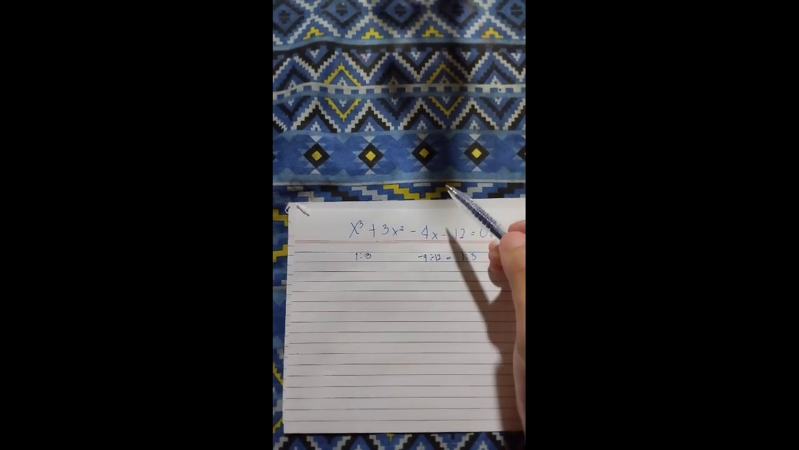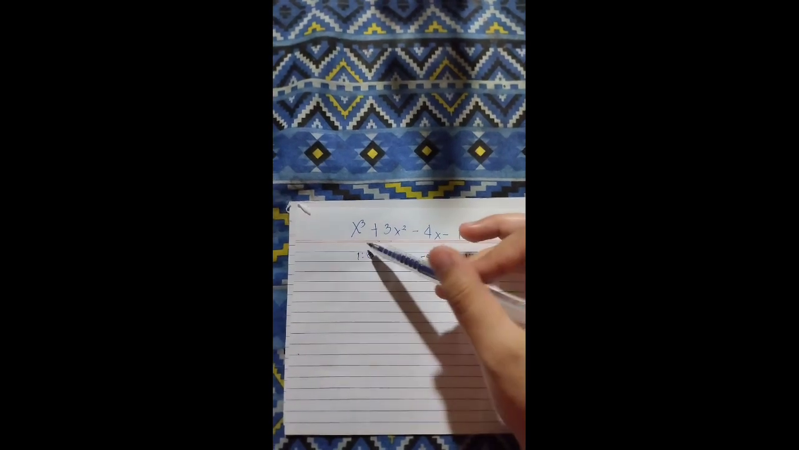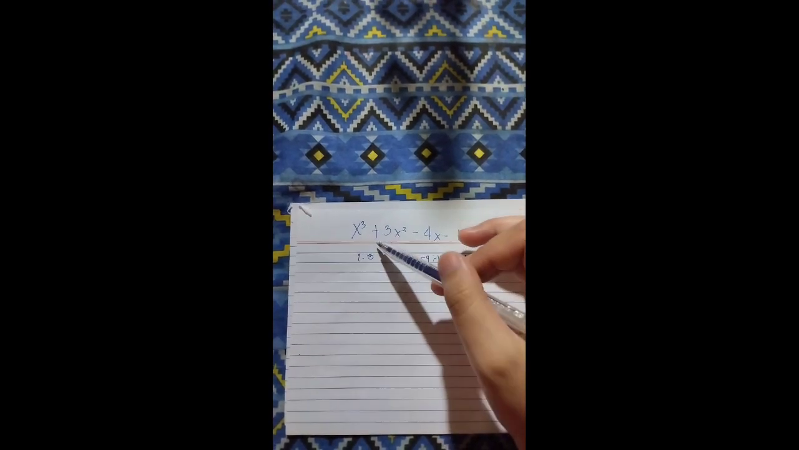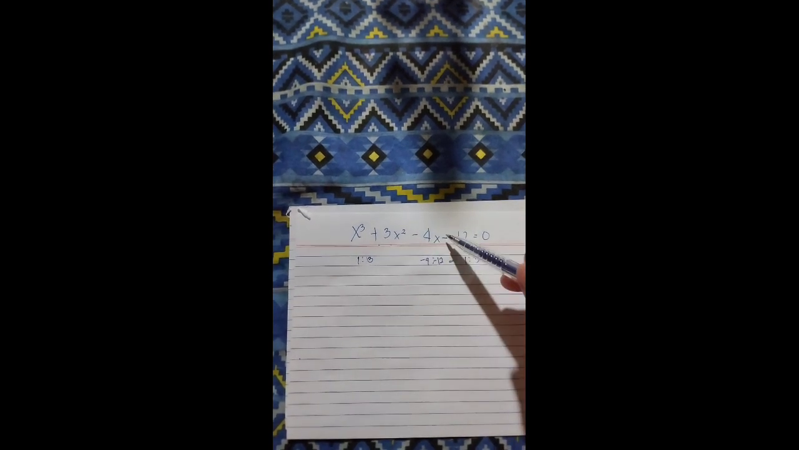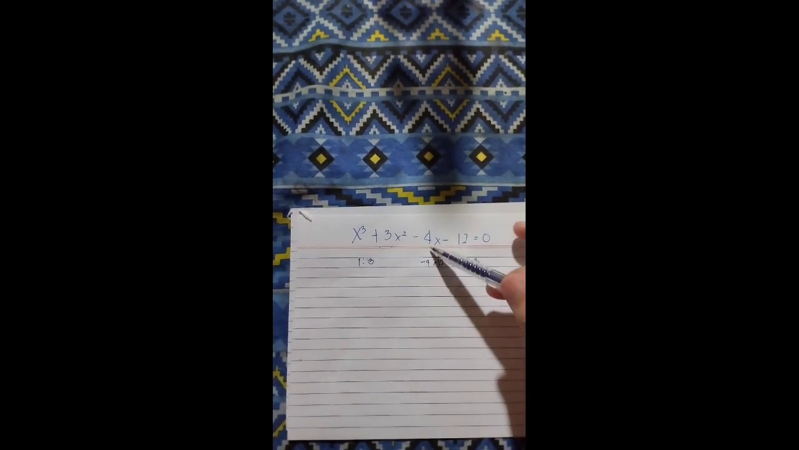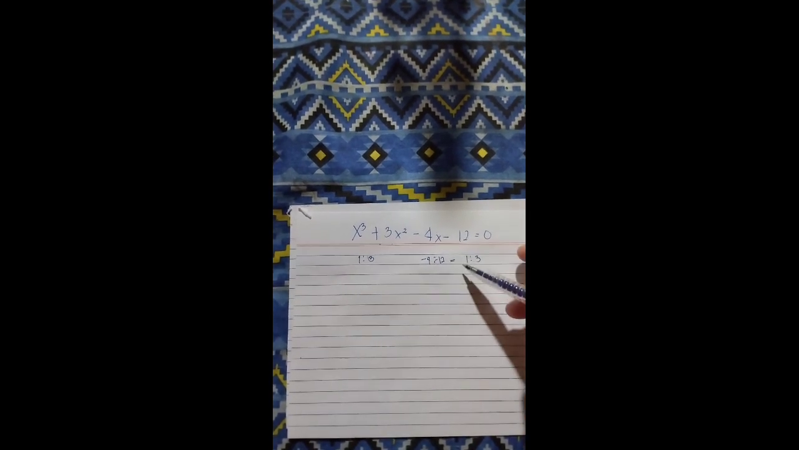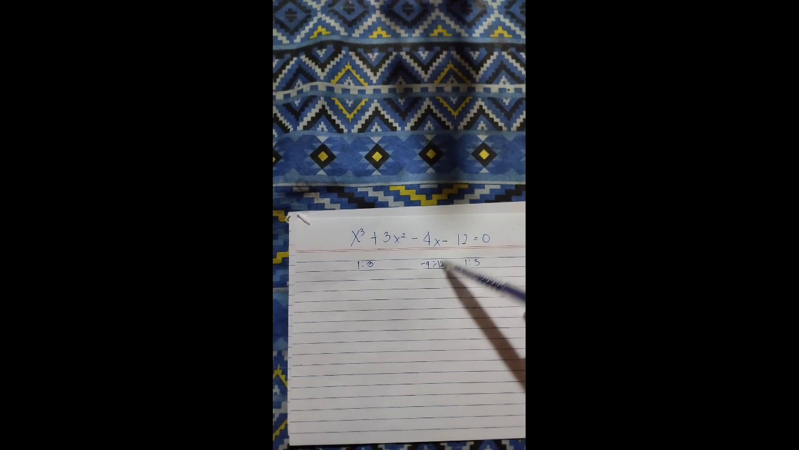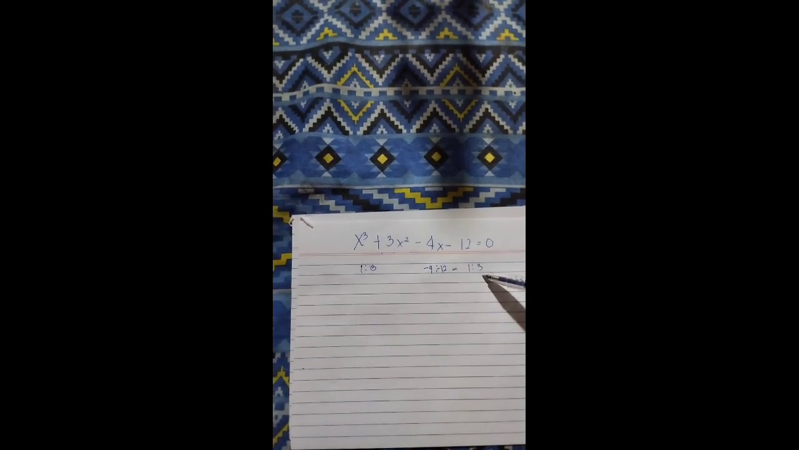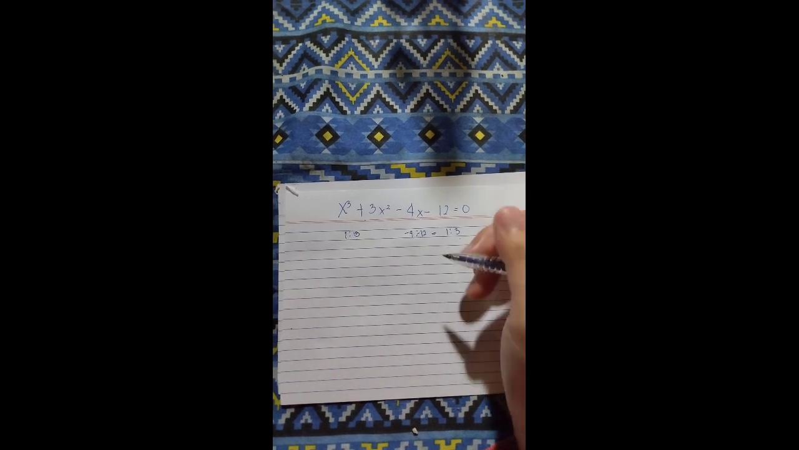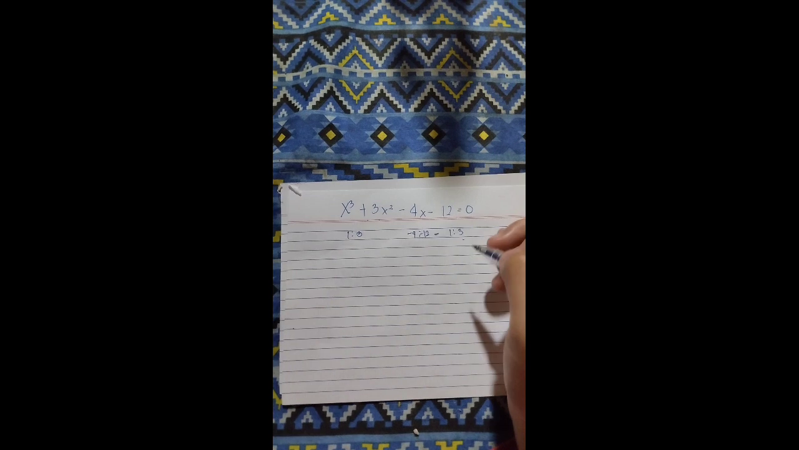How? Just get the ratio like this. We have x cubed plus 3x squared, so 1 is to 3. Then negative 4x minus 12, so the ratio here is negative 4 is to negative 12. If you simplify this, it's the same as 1 is to 3. Since the ratios are equal, it is possible for us to solve this one by grouping.